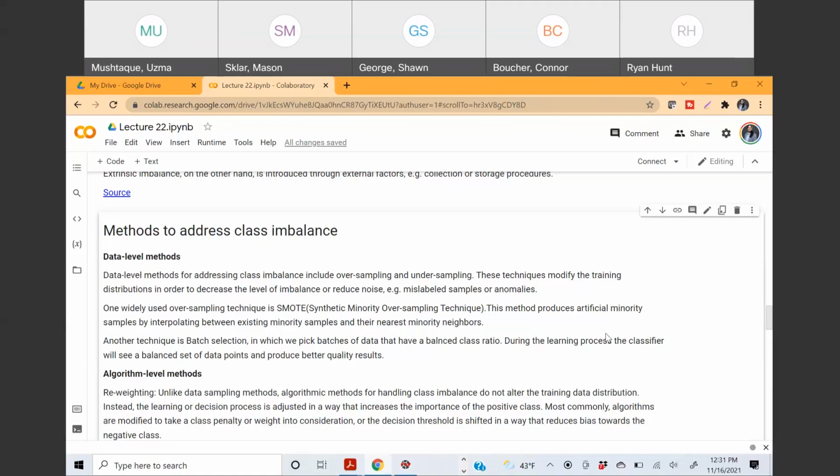And so in this scenario, like in the customer data that I was talking about, I can create artificial samples for people who were clicking, but similar but different. And so I can create a balance between the minority and the majority. And then I'll have a balance, and so my model won't be biased towards one of them. So that's SMOTE. And another technique is batch selection, in which we can pick batches of data that have a balanced class ratio.